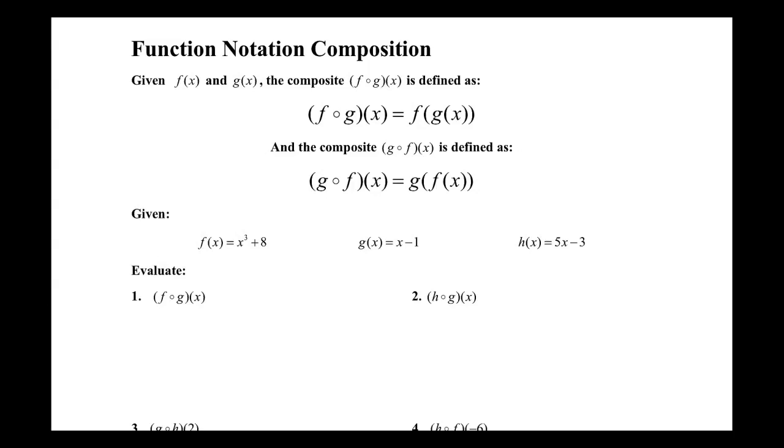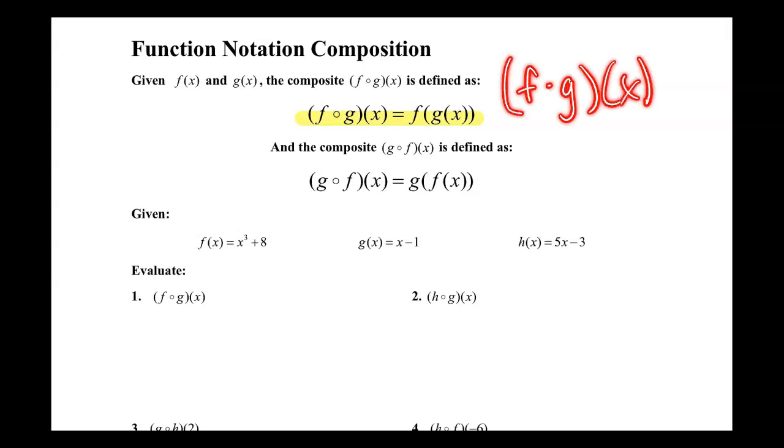Function notation composition is where you're taking two functions, usually an f of x function and a g of x function, and you're combining them. When you combine them, it's going to look like this: f composed with g of x. I will make a note. This is an open circle, so this is your composition symbol. That is completely different from f times g of x.